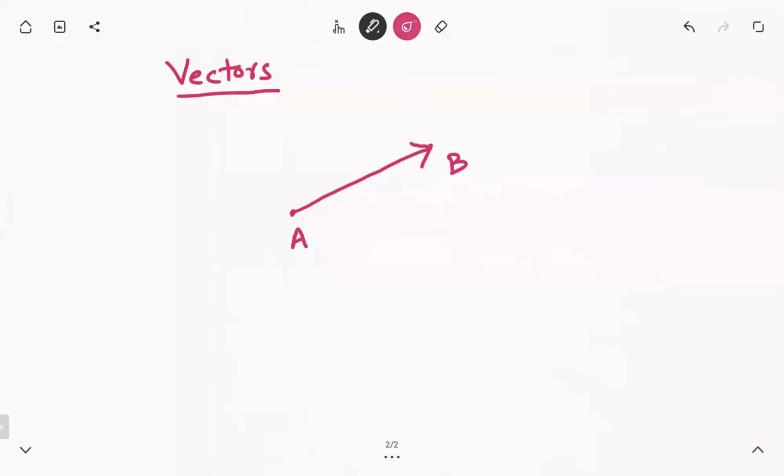और इस वेक्टर को लिखते कैसे हैं? We used to write AB, and on top of AB there is an arrow, and this arrow is telling us that we have to move from A to B. AB के ऊपर जो arrow है, this is showing vector AB.